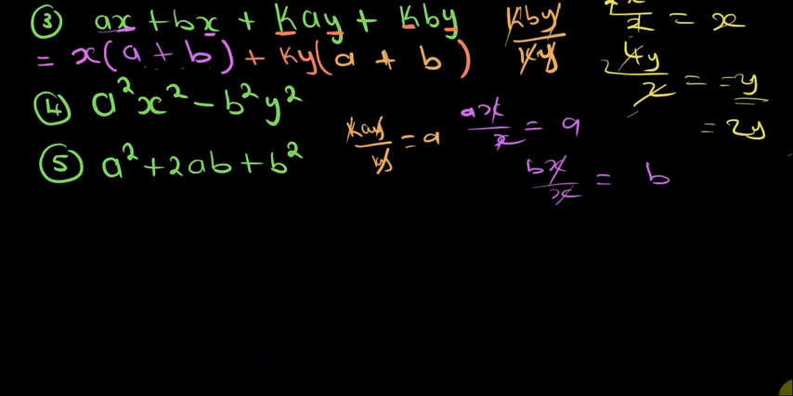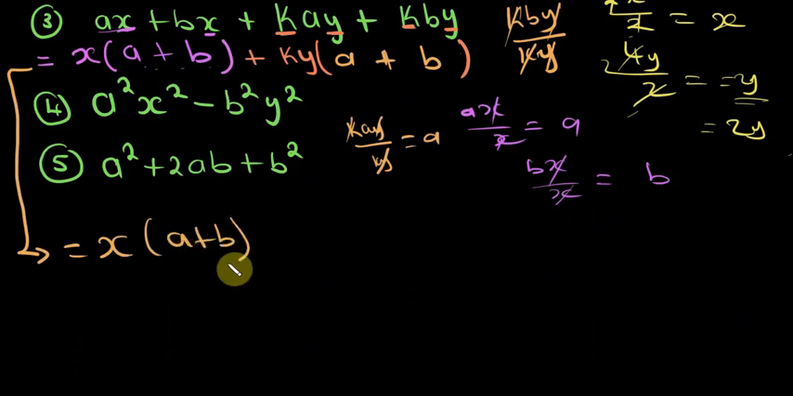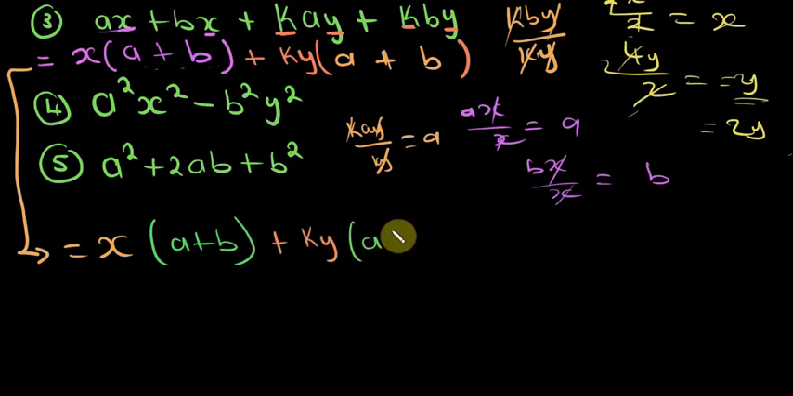But that one is not done. So what we see is that we have x(a plus b) plus ky(a plus b).